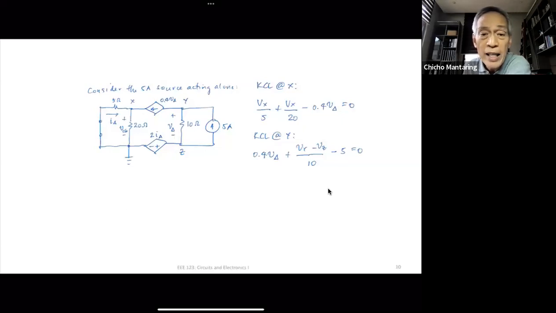Do I have to do KCL at Z? Yes or no? Send me an X if it's no. Send me a check if it's yes. Okay, I got one answer, no. I got some answers that are yes, some answers that are no. Sino yung unang nagsagot na no? I think it's Mark. Why no? Si Mark Vanessa. Why no?